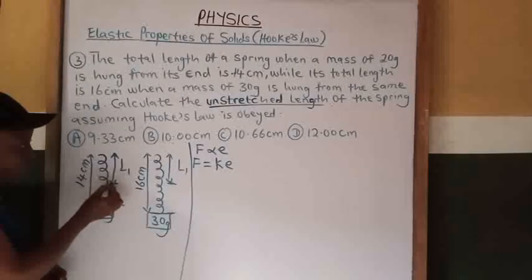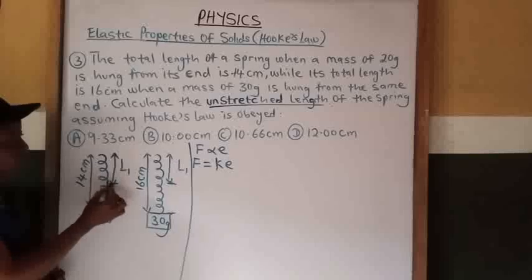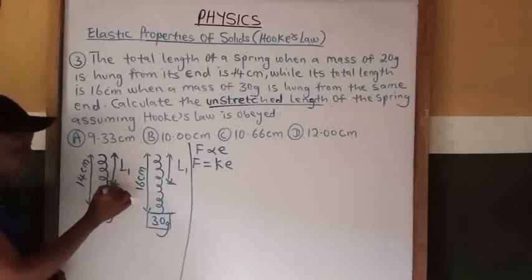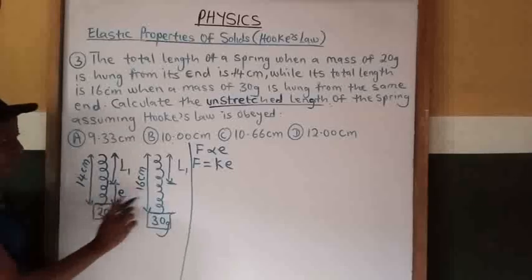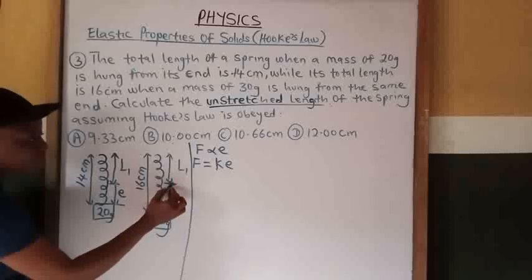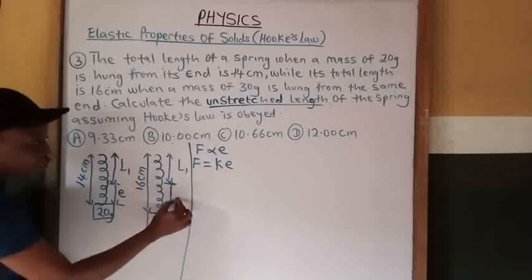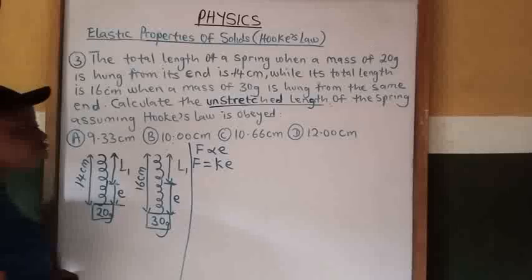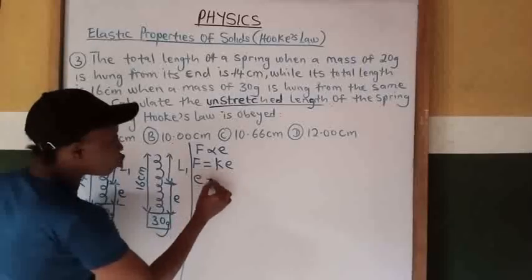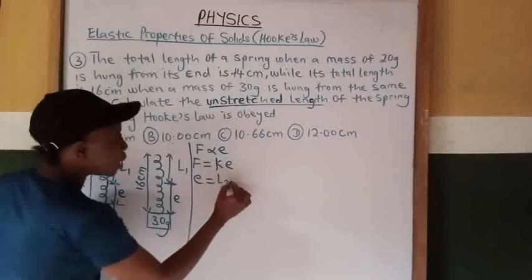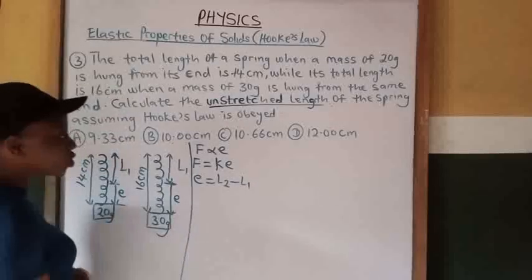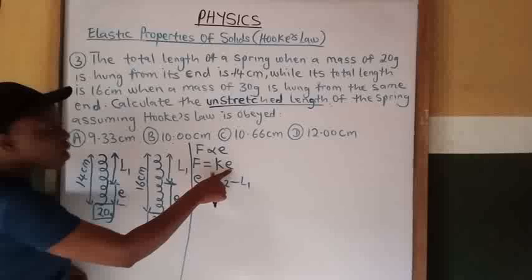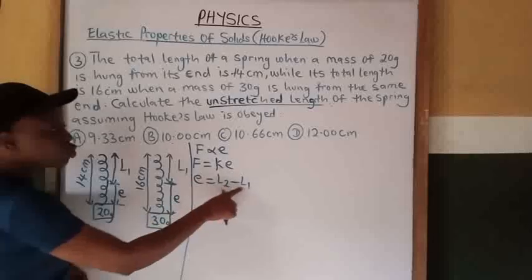Then where do we have increase in length? That is from here. So the original length stopped at this point, so the increase in length is from here down to this place. So this is our extension from the first diagram. For the second diagram, this is our extension, which is the same thing as change in length. So extension equals the final length minus the original length. So let's replace our E with L2 minus L1.